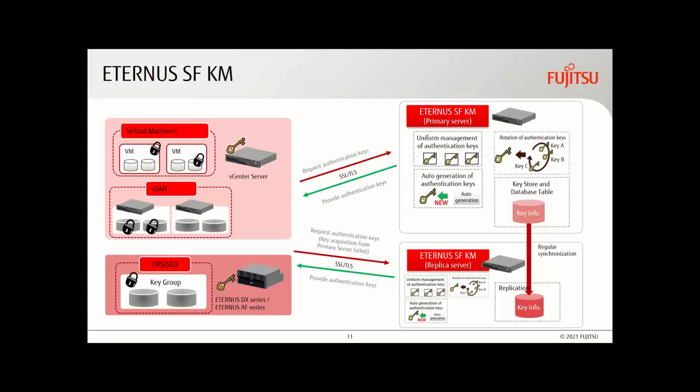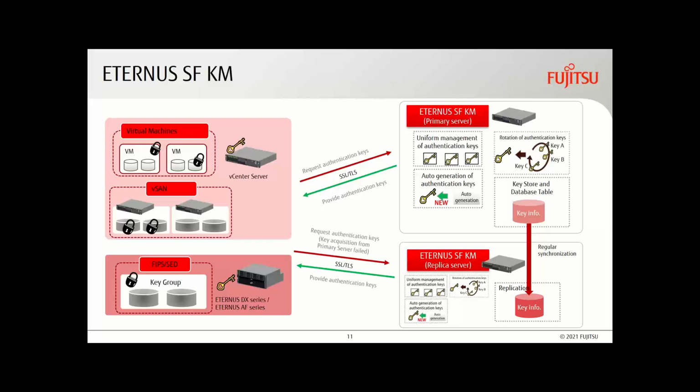KM works also with ETERNUS AF and DX series with FIPS and SED drives installed. And maybe straight away, let me answer your potential question. ETERNUS AF DX firmware encryption cannot work with an external key management system. So to make use of the ESF KM together with ETERNUS storage, you need to have the self-encrypted drives installed.